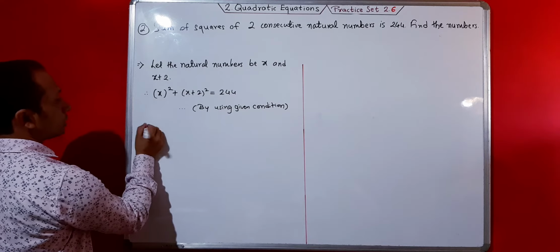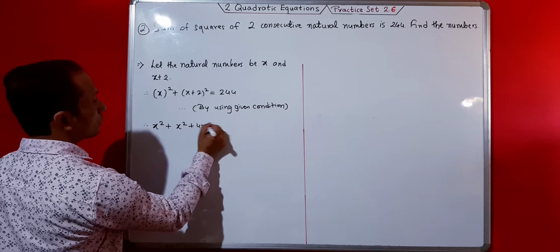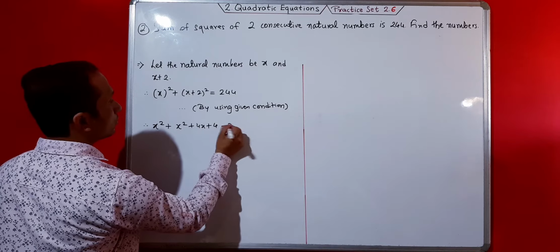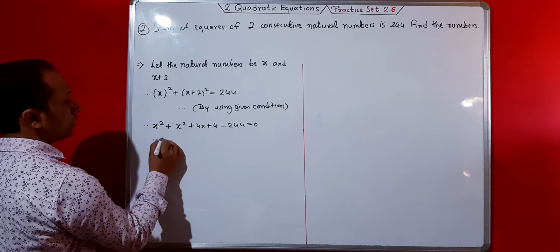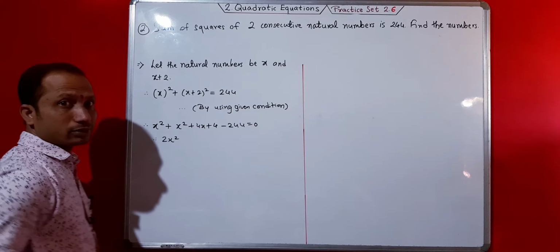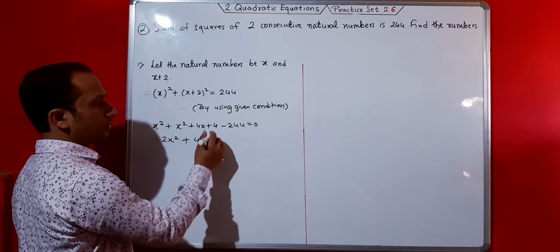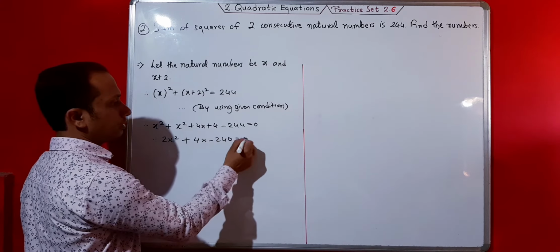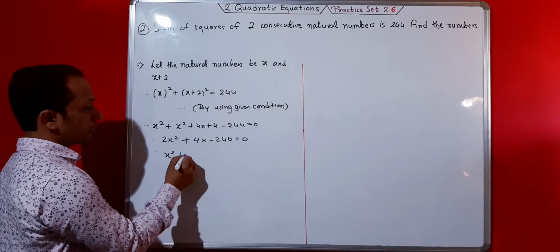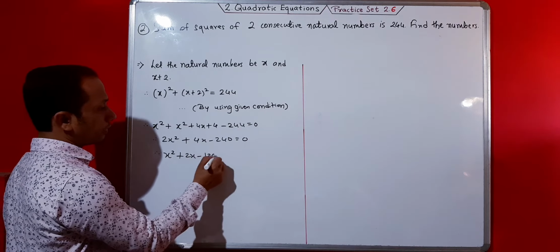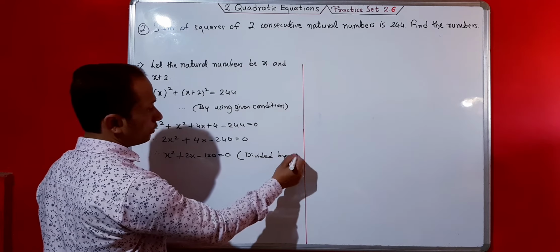So now solve this. Therefore x square plus x square plus 2x plus 1, and I'm taking this minus 244 is equal to 0. So we will get 2x square plus 2x minus 243 is equal to 0.